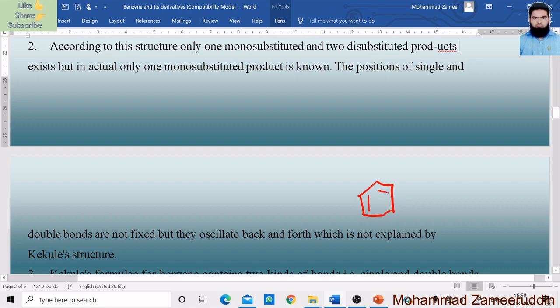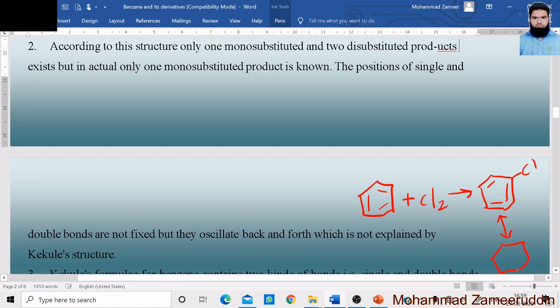Now when benzene is undergoing mono substitution reaction, then it should give this product, that is a mono substituted product. But rather it is giving more than two products. So one product is of this type, and the second product is like this.